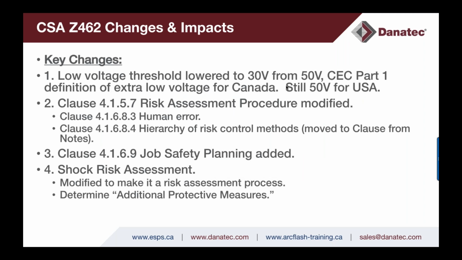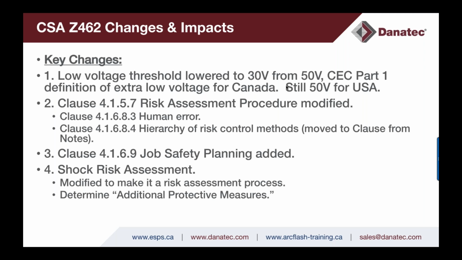So the key changes, I think I do have the top 10 here. I mentioned earlier that the low voltage threshold, unfortunately, will be different between the two standards. It's now 30 volts for Canada. It remains 50 volts for the USA. This was Z462 harmonizing with the Canadian Electrical Code Part 1, where the definition of extra low voltage is 30 volts. Again, 70E stays at 50 volts.